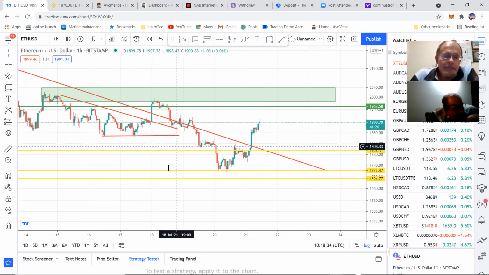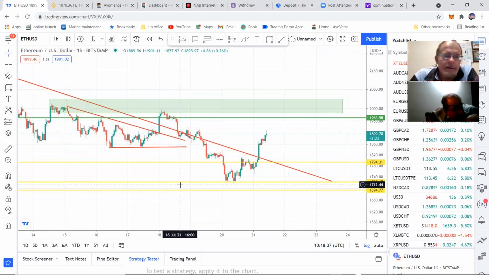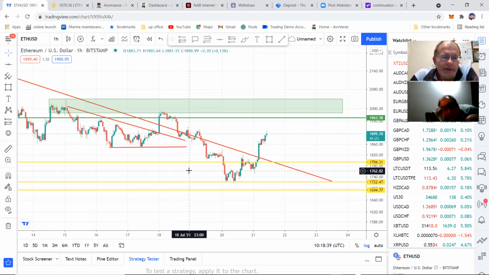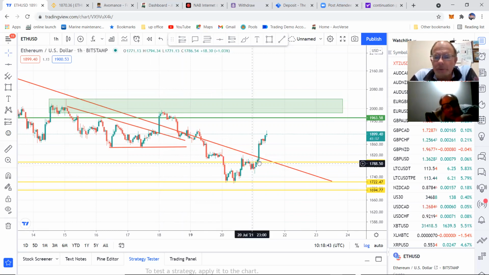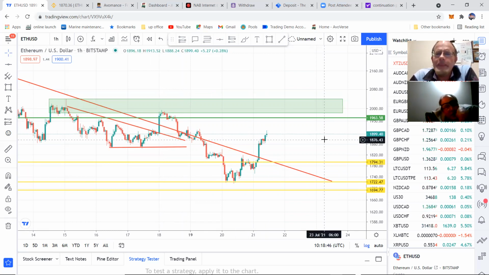That's basically Ethereum, and I think that's pretty much exactly how you made your profit there, and also what you would have done here if you didn't have to go to work.